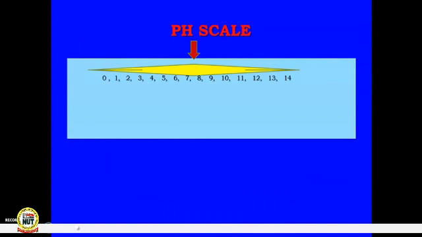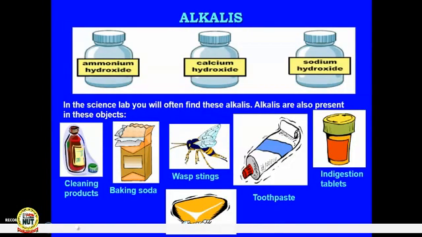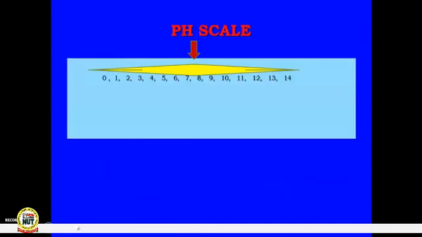Now, after the alkalis, there is something important we're going to look at, and that will be the pH scale. Now, there's what we call pH. pH is simply the level of acid or alkali present in a substance.